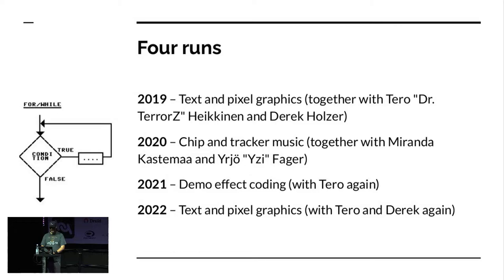And then there was the second year, which was chip and tracker music, so old sound chips, creating music for them, and also looking into trackers, how it is to compose music with trackers. And then the third theme we had was demo effect coding. So, how to do classic demo effects? Well, you will see what we did later, but that was the third topic we had. And then back to the beginning and wrapping up the course this spring, again with Tero and Derek.